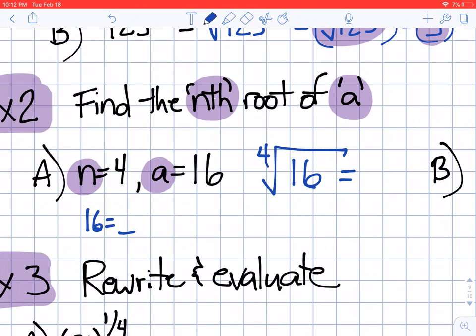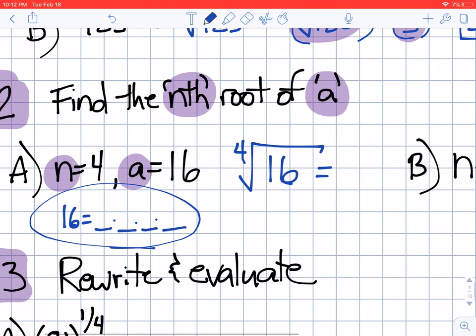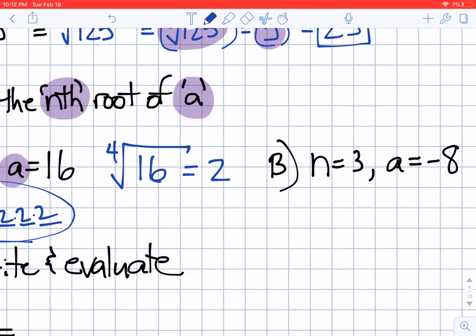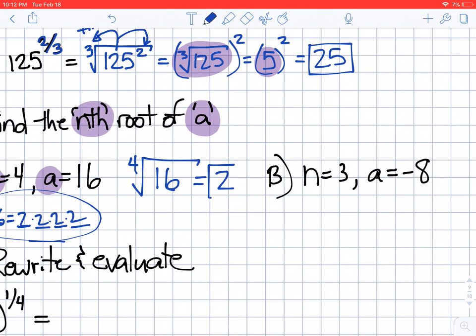So this is what I'm thinking in my brain. And hopefully you can try a few numbers and realize that 2 times 2 times 2 times 2 is 16. So the fourth root of 16 is 2. Circle your answer.